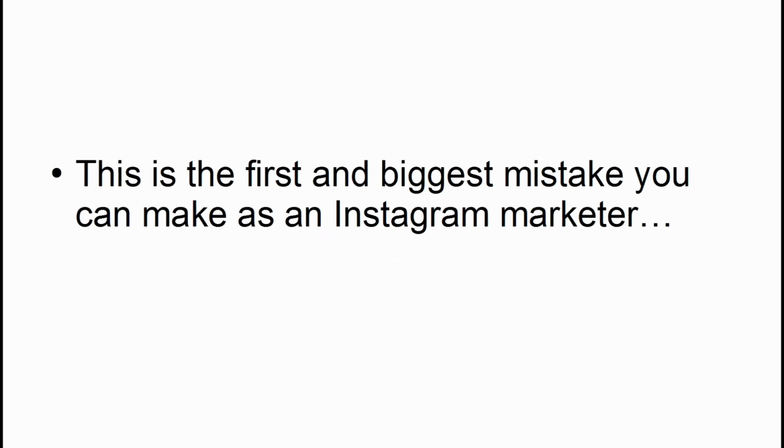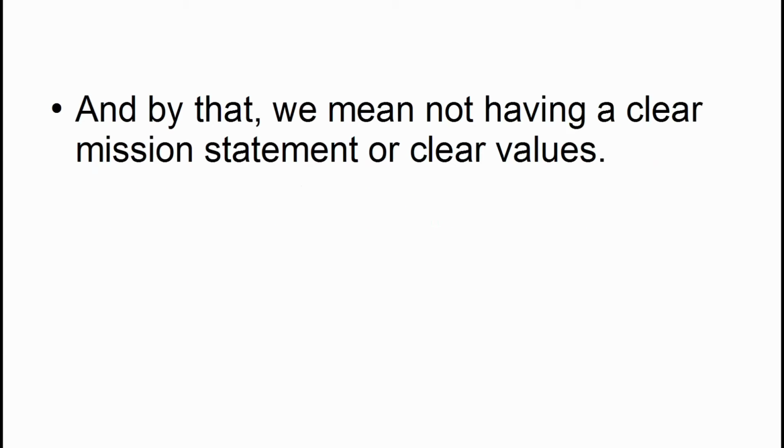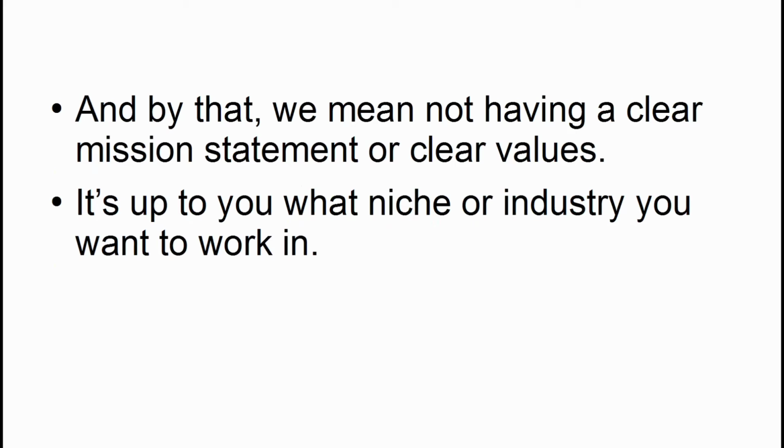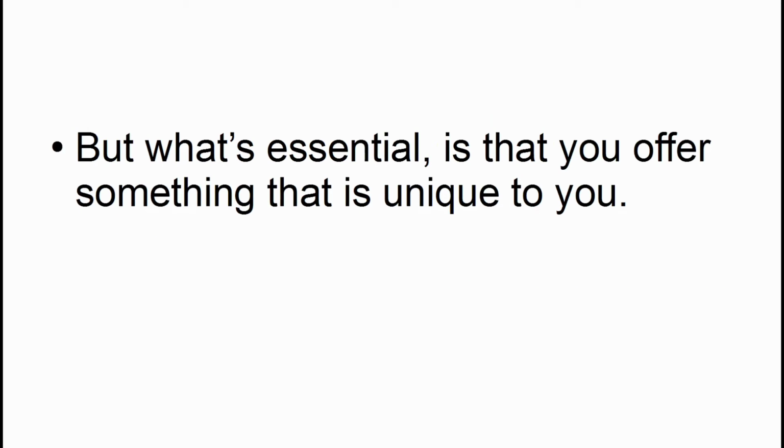1. Not having anything to say. This is the first and biggest mistake you can make as an Instagram marketer, not having anything to say. And by that we mean not having a clear mission statement or clear values. It's up to you what niche or industry you want to work in. It's up to you what type of photos you want to share. But what's essential is that you offer something that is unique to you.